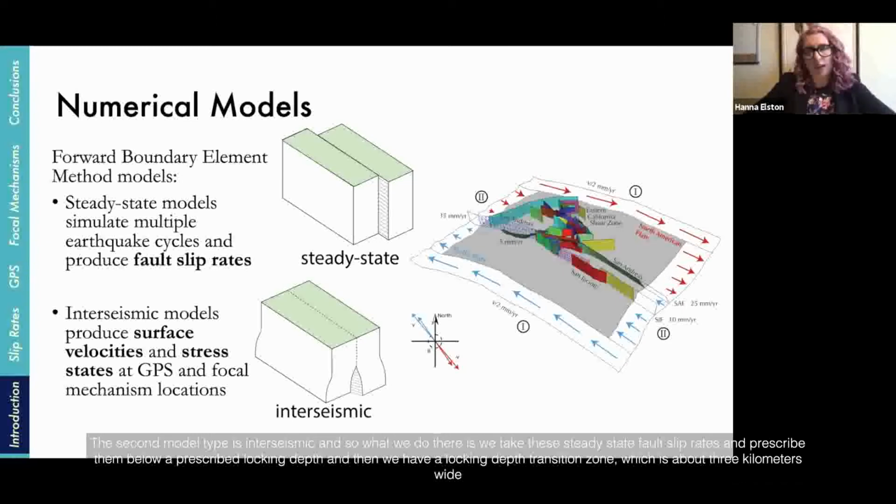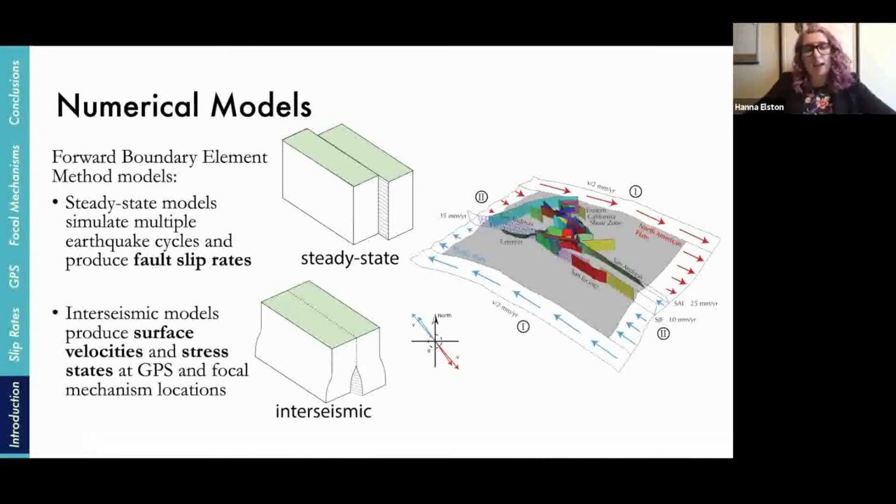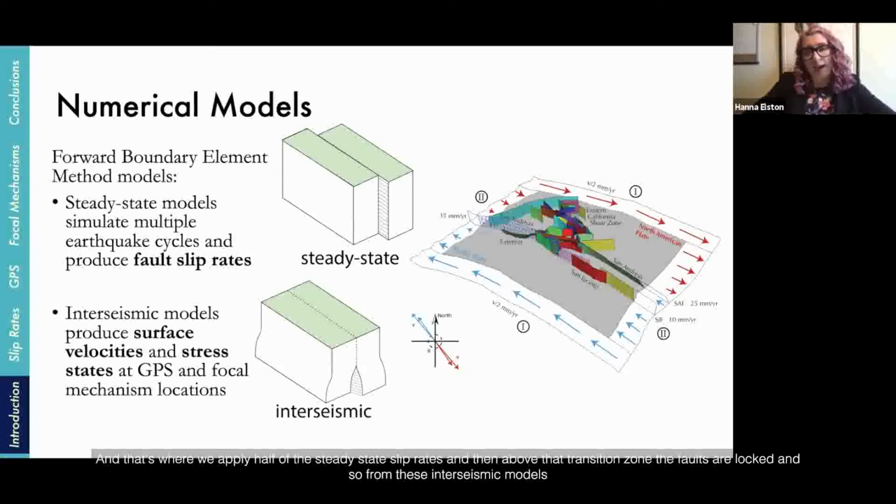What we do there is take these steady state fault slip rates and prescribe them below a prescribed locking depth. Then we have a locking depth transition zone, which is about 3 kilometers wide, and that's where we apply half of the steady state slip rate. Above that transition zone, the faults are locked. From these interseismic models, we can grab surface velocities and stress states at GPS locations and focal mechanism locations.